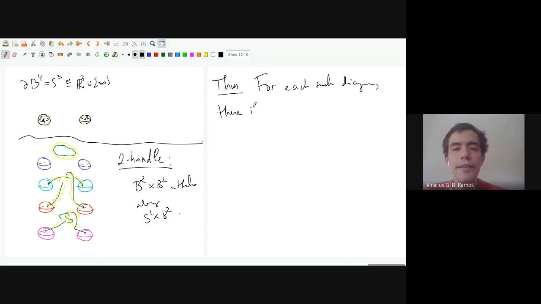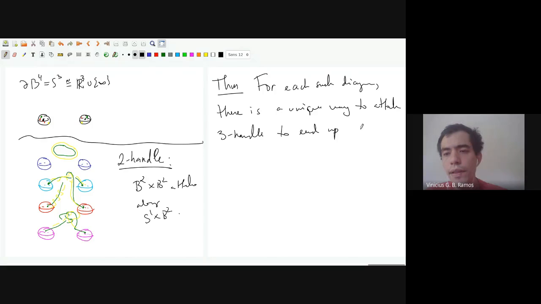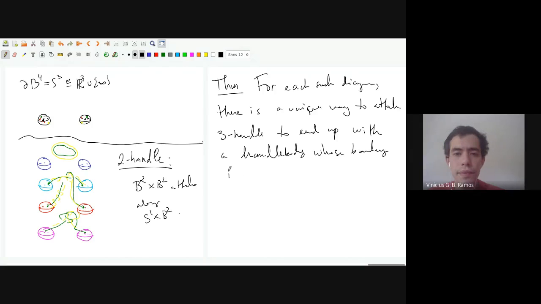So for each such diagram, there is a unique way to attach three handles to end up with a handle body whose boundary is S3. So that's what you need to be able to cap. And then when you have that, then you can just put a 4 handle and finish.